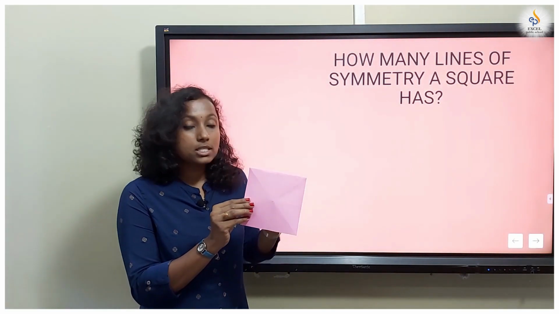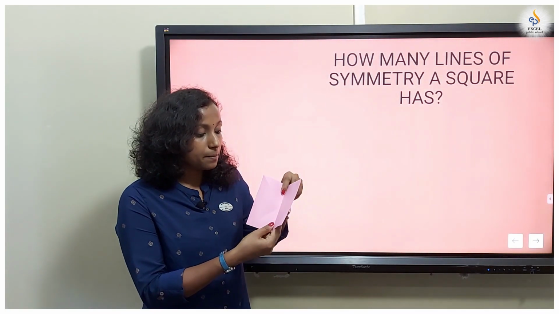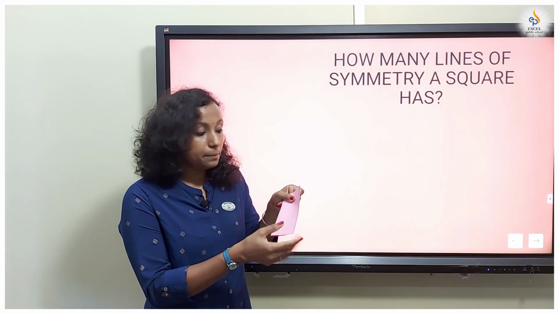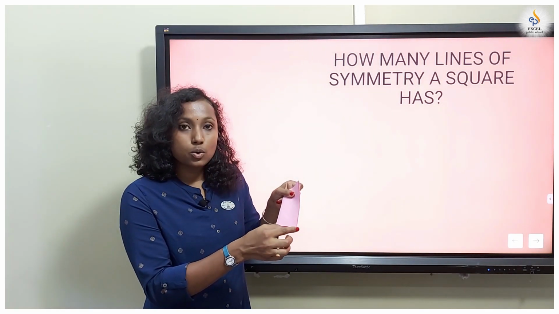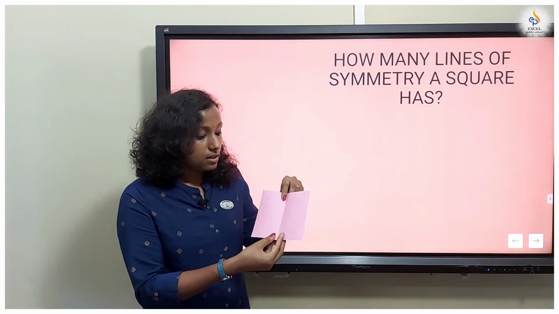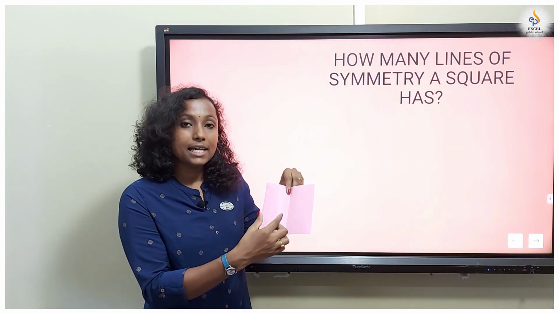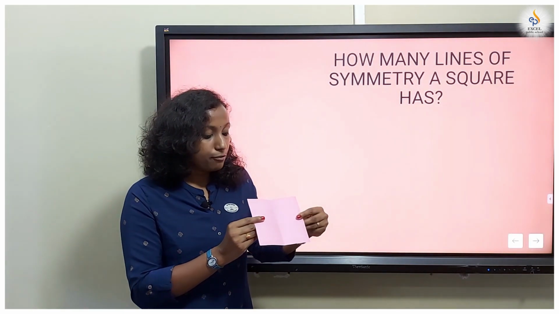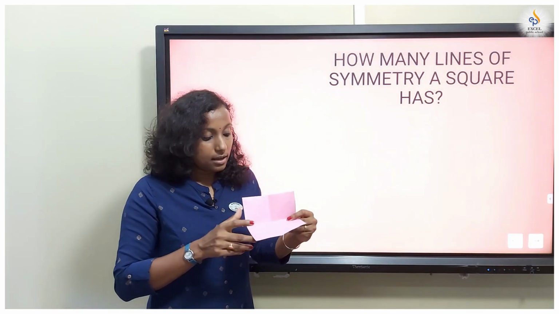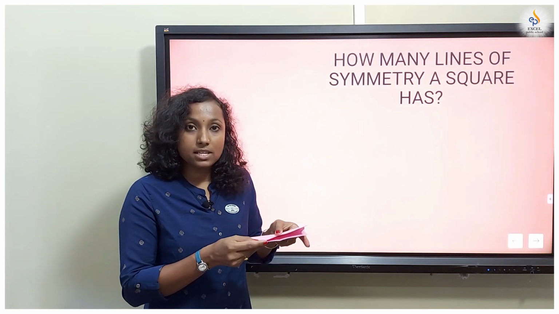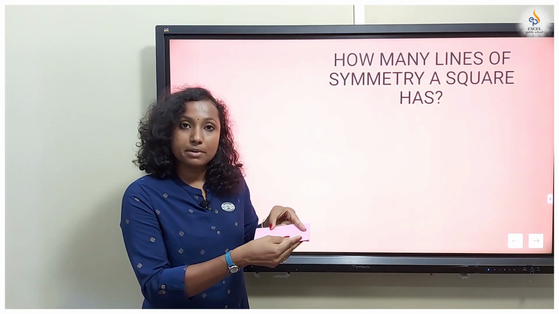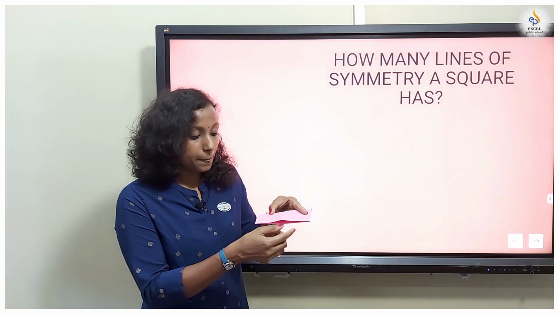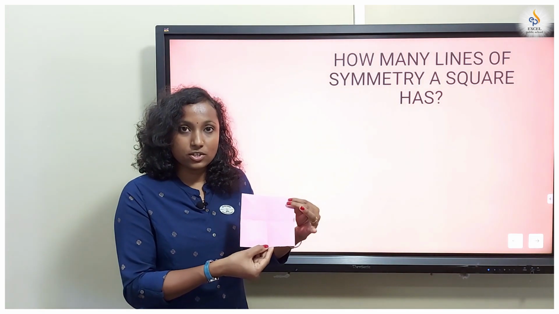Now, if I fold this square into exact halves, you can see that both the corners meet exactly. So, I can say that this half is exactly equal to the other half. So, there is one line of symmetry. Now, can I fold this square like this? Will it form a symmetry? Yes, it is symmetrical. You can see that both the ends exactly meet each other. So I got two lines of symmetry.